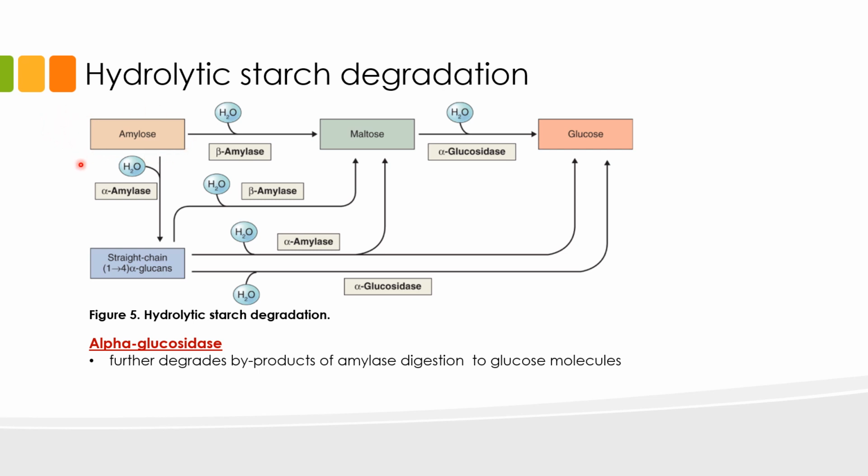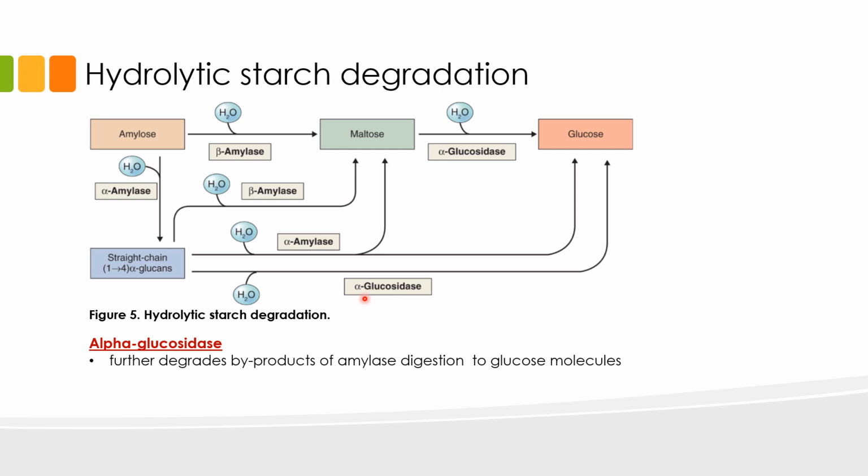This figure here provides an overview of how hydrolytic enzymes degrade amylose. Amylose can be a substrate for both alpha amylase and beta amylase. The alpha amylase degrades amylose into shorter chain glucans, while beta amylase cuts through the amylose one maltose residue at a time. Now, the shorter glucose chain produced by the alpha amylase can further be degraded into smaller residues by alpha amylase, beta amylase, and alpha glucosidase.